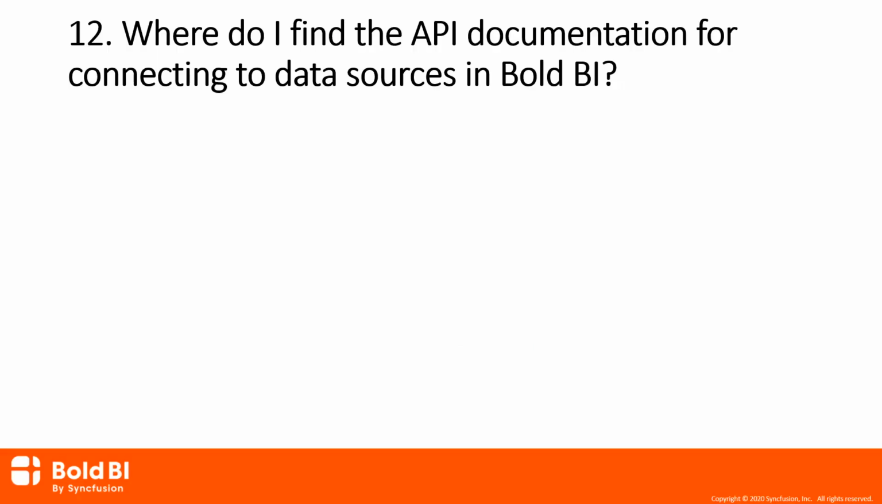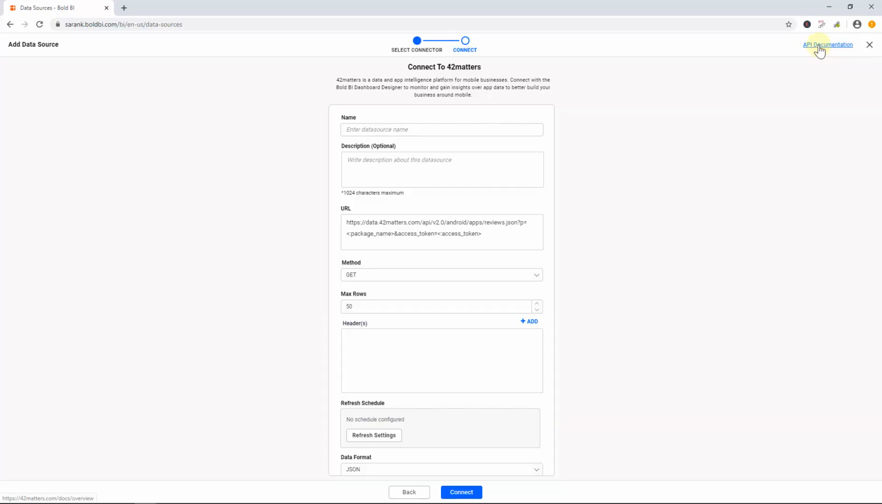And now for our final question of the day. Question number 12. Where do I find the API documentation for connecting to data sources in Bold BI? You can find the API documentation of your data sources in the top right corner of the Bold BI Data Source Configuration panel.